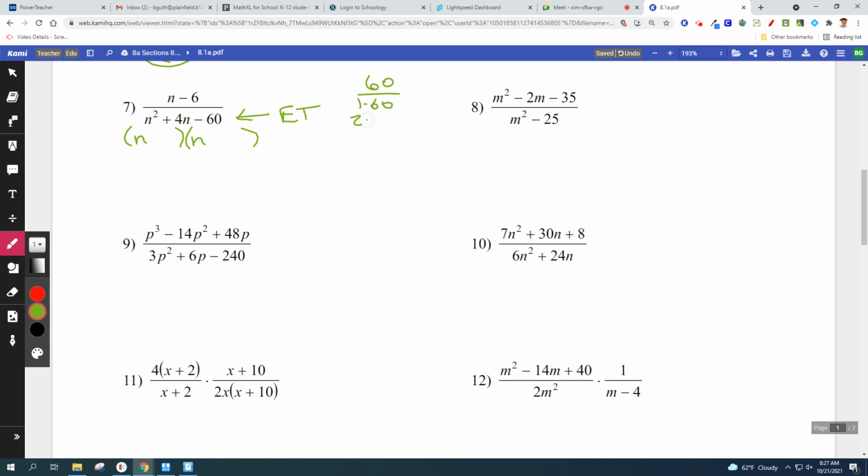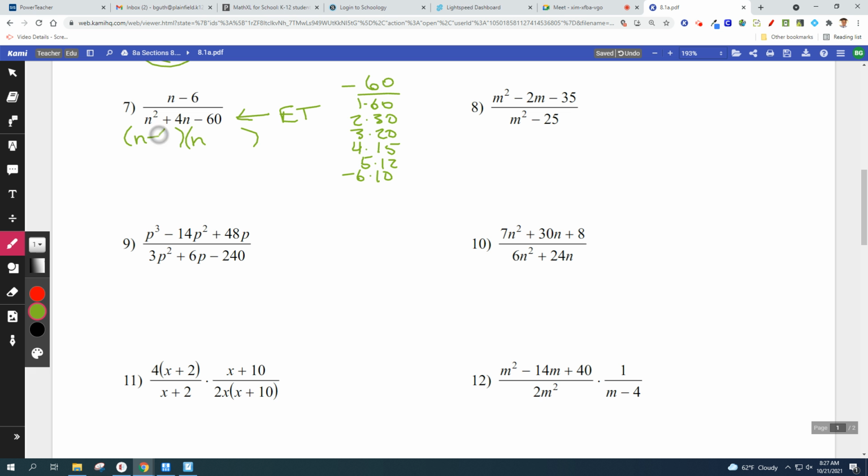1 and 60, 2 and 30, 3 and 20, 4 and 15, 5 and 12, 6 and 10, 7, 8, 9 don't work. So what are we looking at? We've got to multiply to a negative, so that means one of my numbers is negative. -6 and +10. Very good.